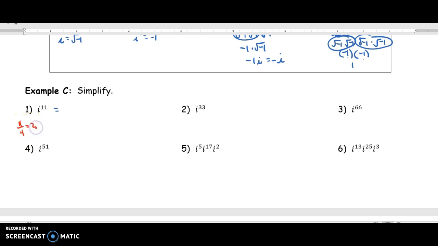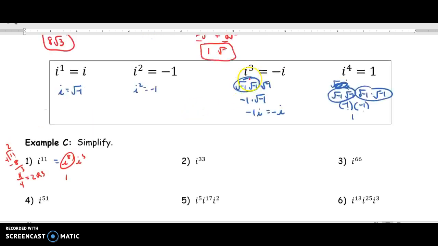4 goes in 11 2 times, and my remainder would be 3, because 2 times 4 is 8. When you subtract, you get a remainder of 3. So we're basically saying this is i to the 8th times i to the third. Well, because this is divisible by 4, we know that's 1, and i to the third would just leave me with, what is i to the third up in the chart above? Negative i. So I would do 1 times negative i, which is just negative i.